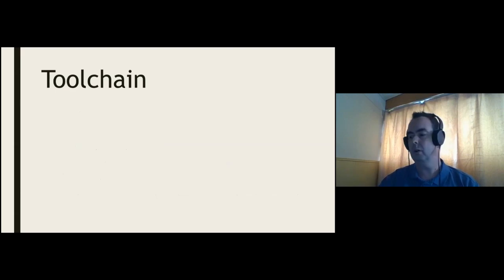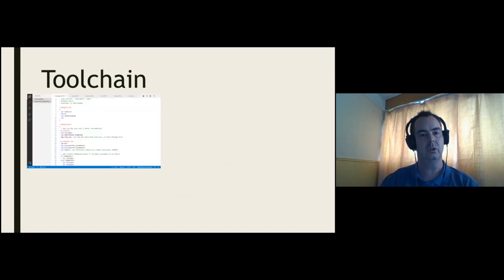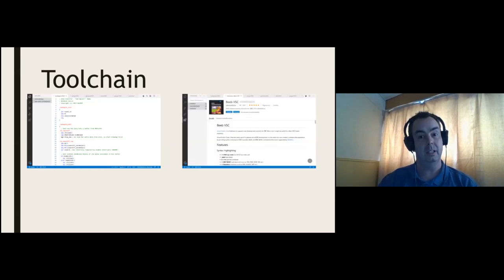I would like to show you also the toolchain I use for my 6502 coding, very shortly. This is, of course, Visual Studio Code that I use. And you can see I'm using syntax highlighting. This is done by the excellent BeebVSC by Simon also.